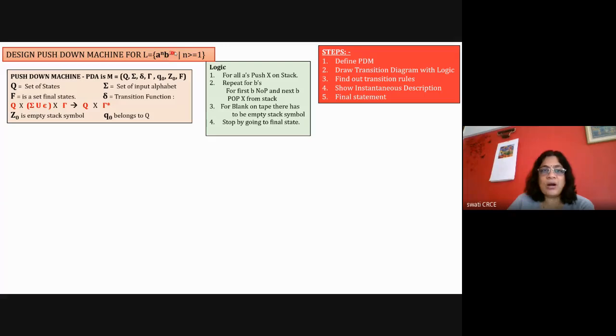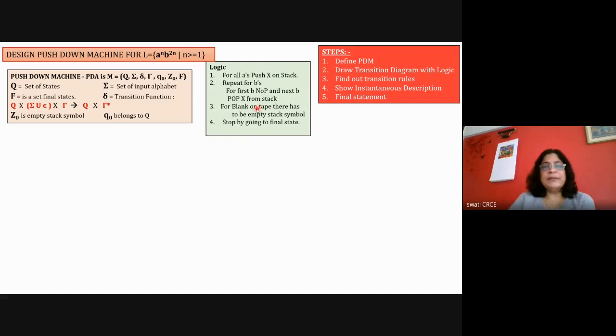After that, whenever you start getting B's in your input string, for the first B you perform no operation, because here we need to have 2 B's for 1 A. So if 2 B's for 1 A is there, then for the first B, perform no operation. And for the second B, you remove the symbol X from the stack.